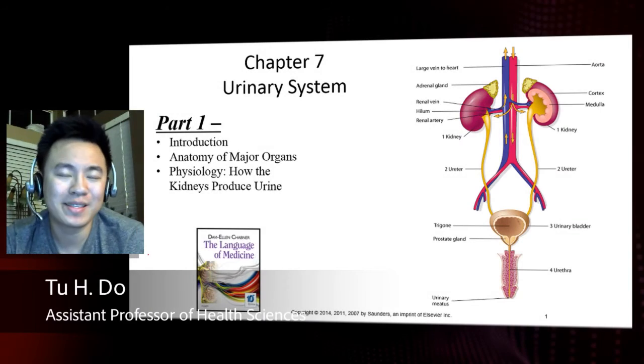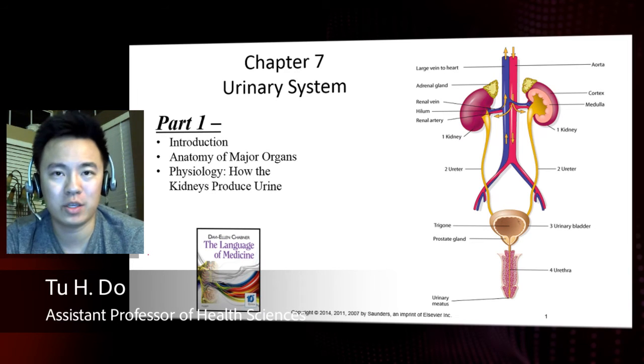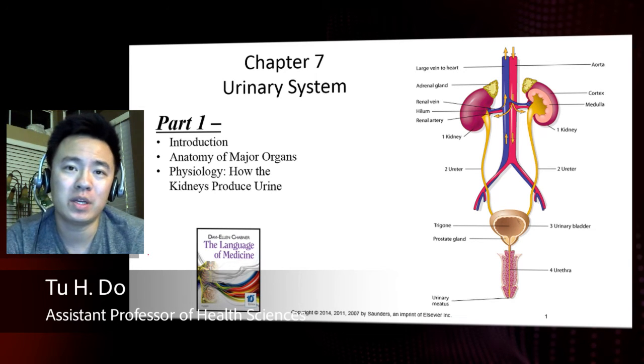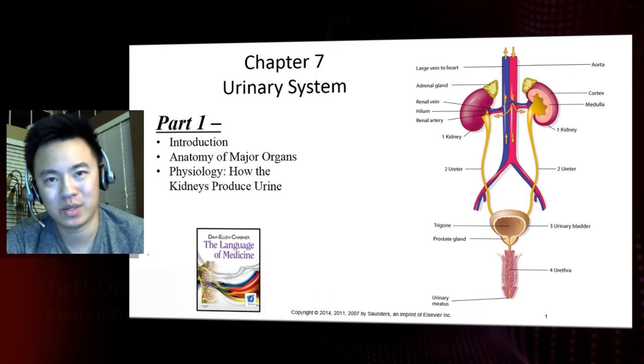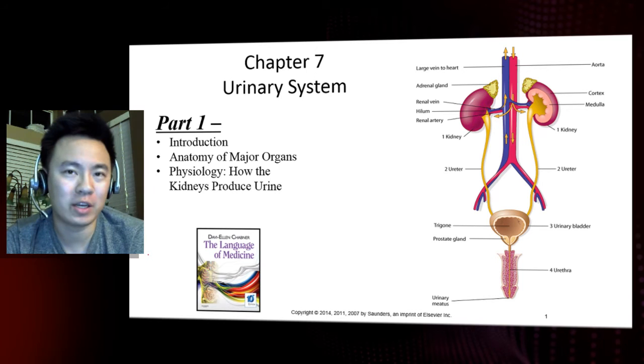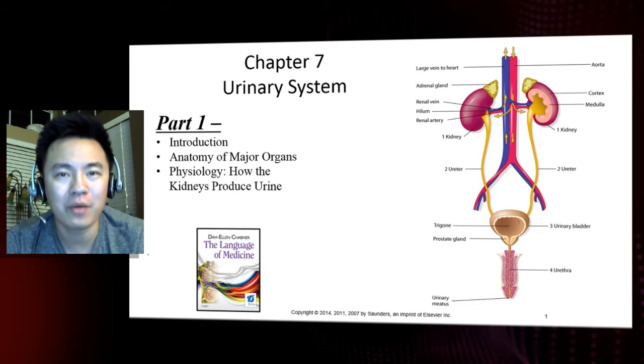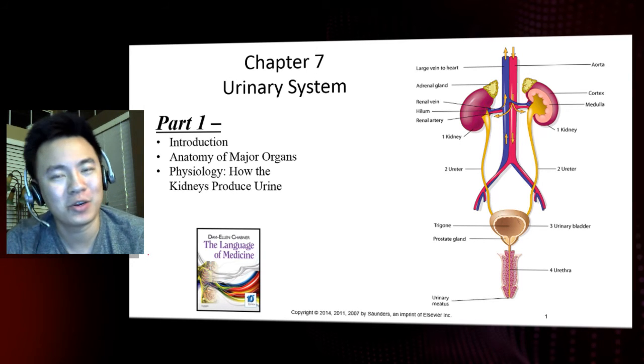And welcome to another exciting lecture in medical terminology. In this lecture, we're going to study Chapter 7, the urinary system. This is part 1 of our lecture series consisting of the introduction, anatomy of major organs, and the physiology on how the kidneys produce urine. So let's go ahead and get started.